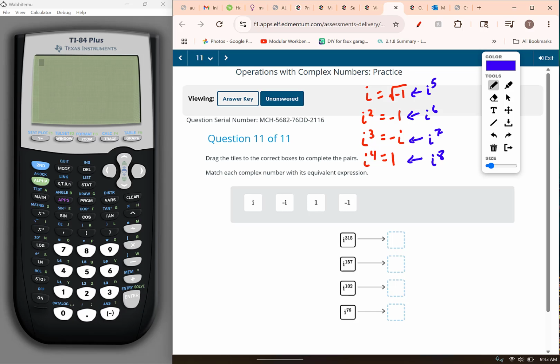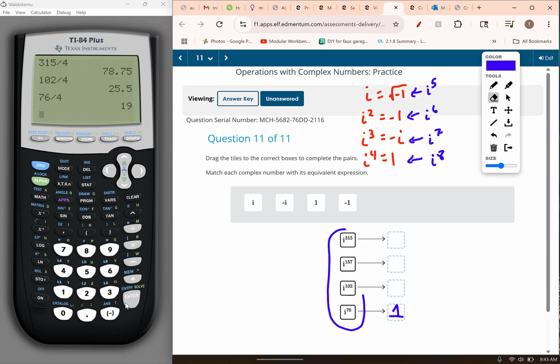So that's an easy place to start when I look at these 4 answer choices. Which one of these is going to be divisible by 4? 115 divided by 4, I already know it's not going to go into 4. Let's check 102. 102 divided by 4. Nope, we still get a decimal. How about 76 divided by 4? That must be it. Yes, that gives us 19. So i to the 76th power is going to be equivalent to whatever i to the fourth is equal to, which we know is 1.